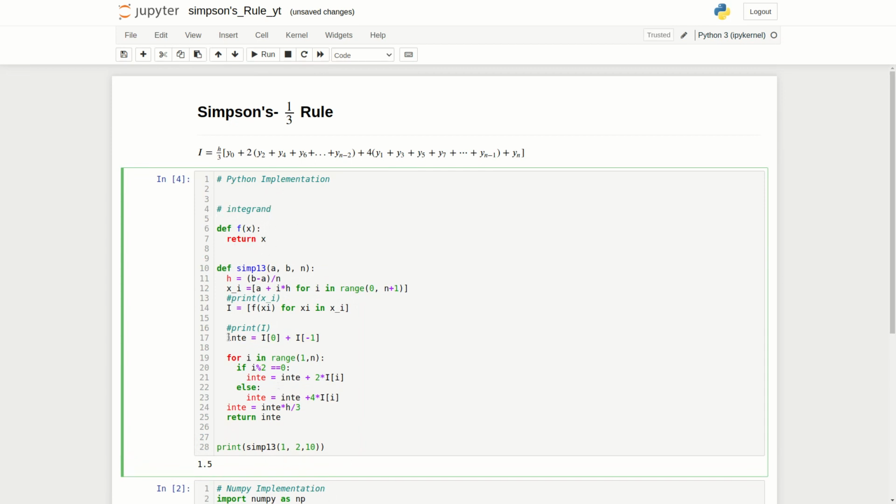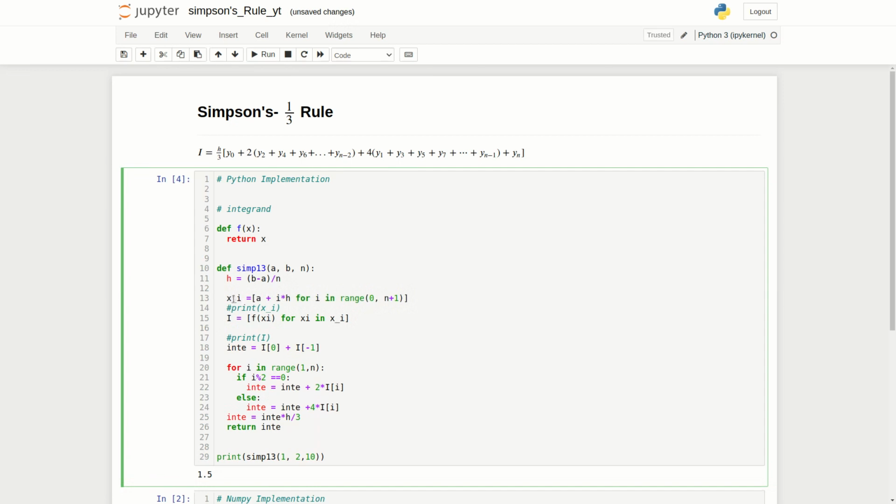Say, now I define another function which will take care of the Simpson's method, and it will take the argument a, argument b, one limit and the other limit, and the number of intervals n. First we calculate h. h is very simple, which is (b minus a) by n.